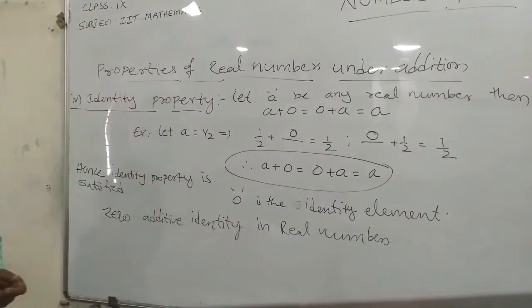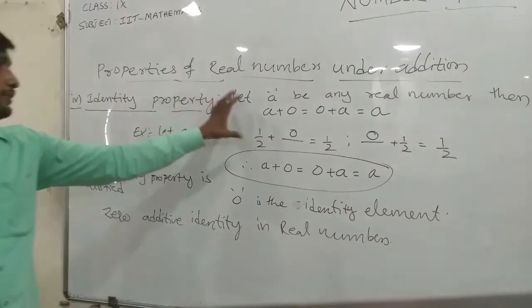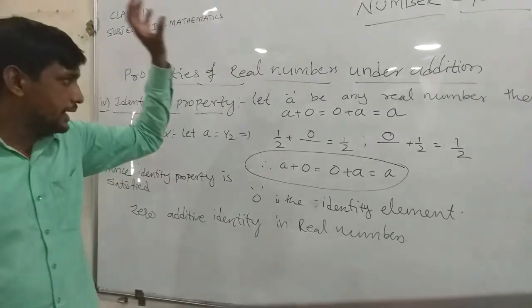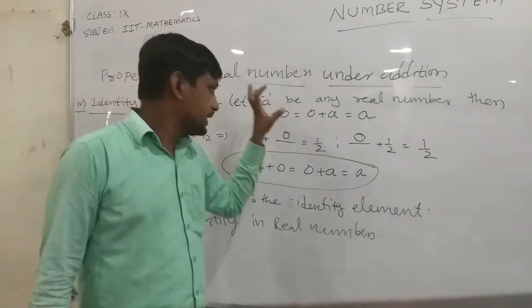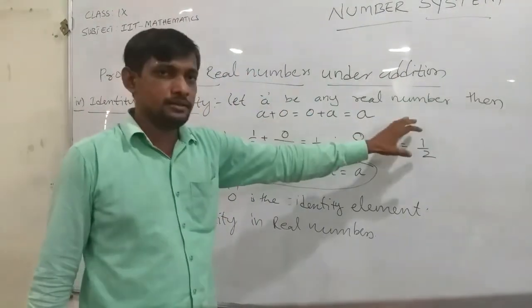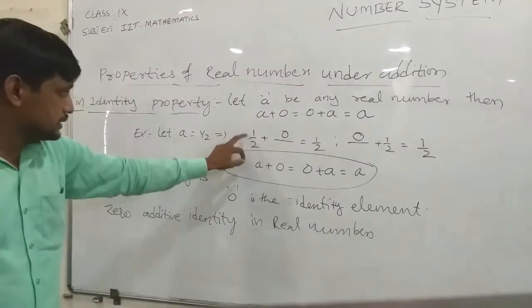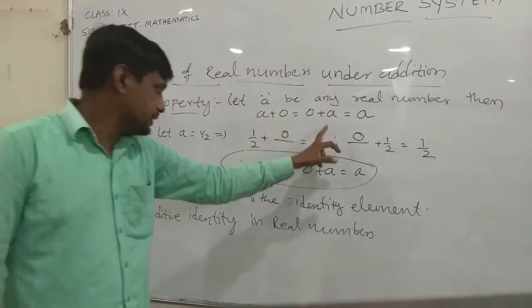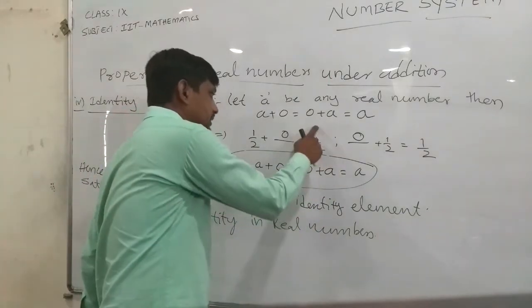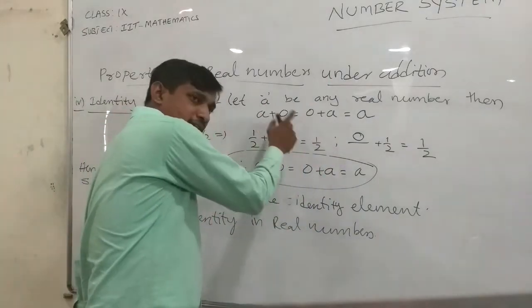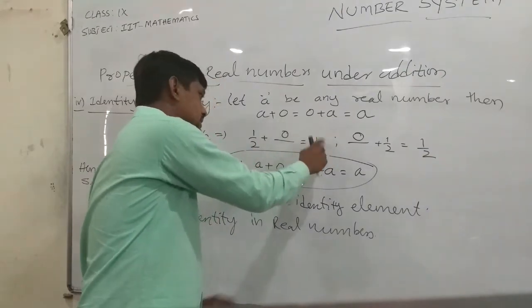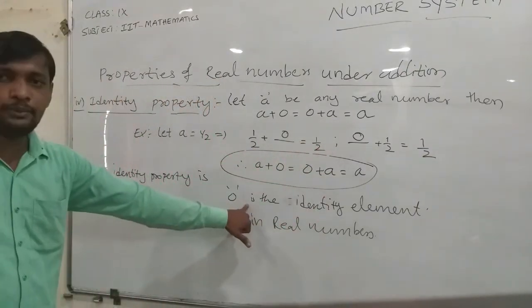So children, once again I am taking this. When you take any real number and add another number, you need to get the same number you have taken. So here I am taking one number, 1 by 2, and if I am adding 0, then I am going to get the value 1 by 2. Hence 0 is called the identity element.